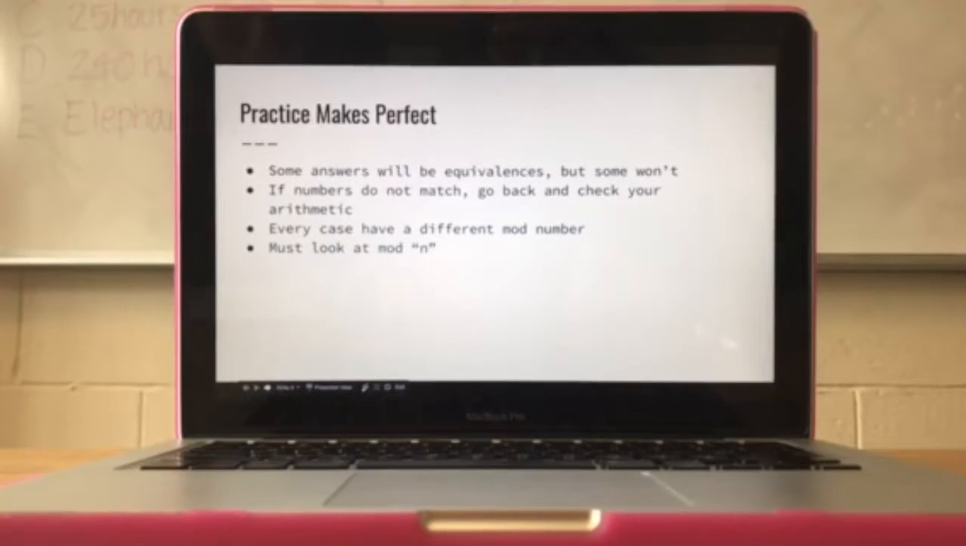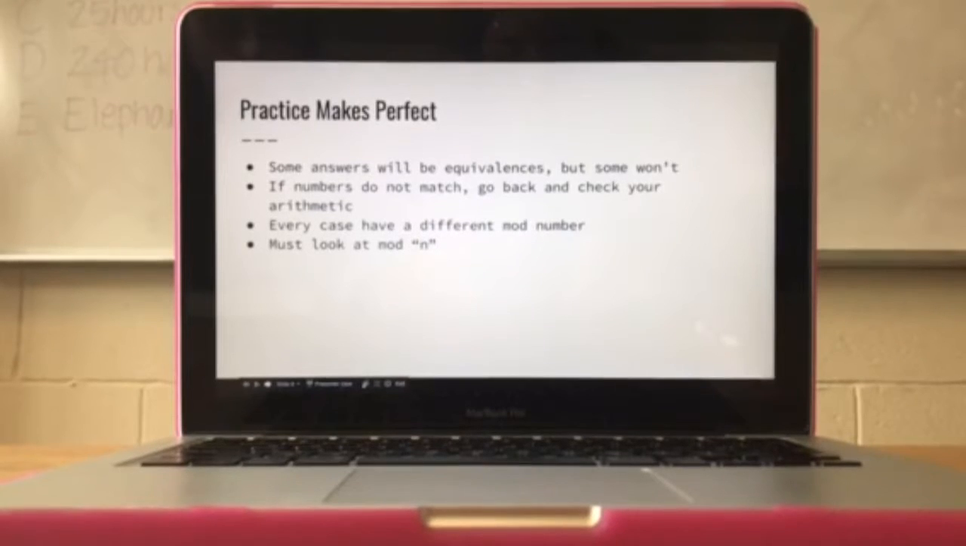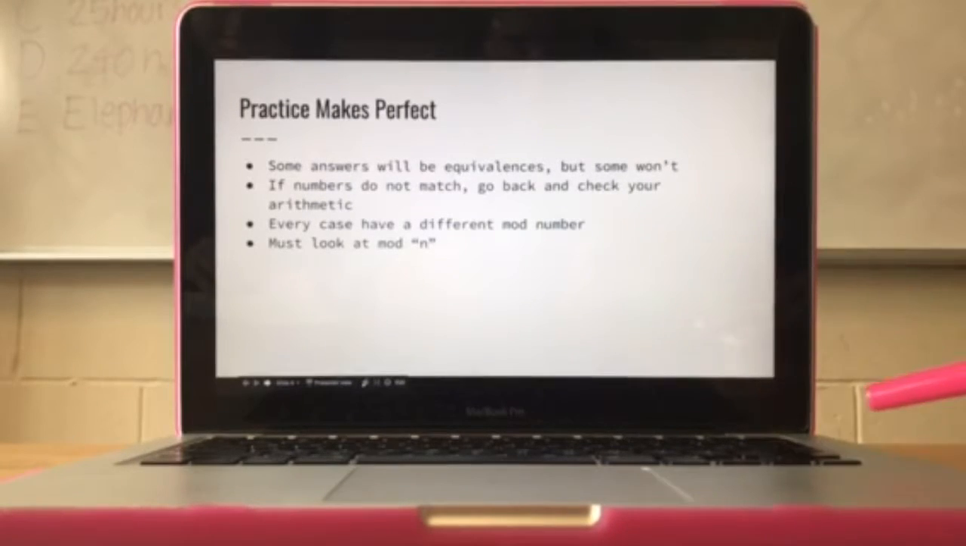So practice makes perfect. Some answers will be equivalent, but some won't. If numbers don't match, go back and check your arithmetic. Every case has a different mod number, and you must look at mod n.